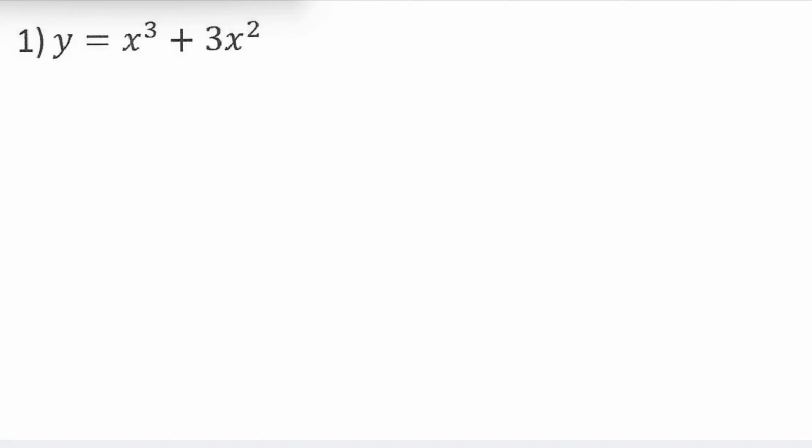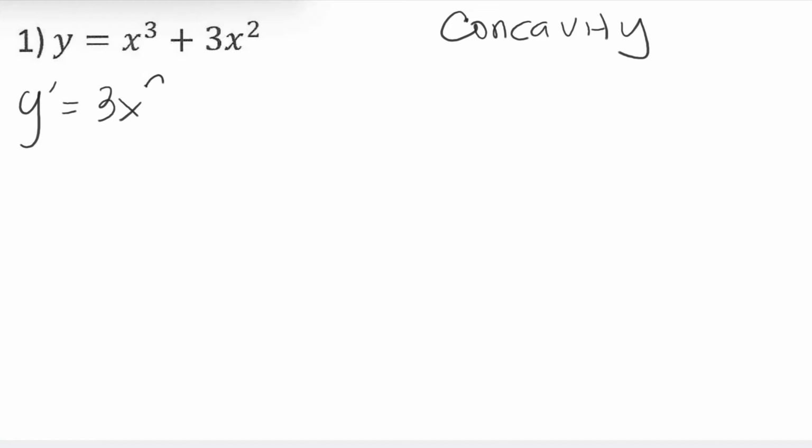All right, so this one you're going to do concavity on. For concavity, we need the second derivative. So the first derivative for this one is 3x squared plus 6x. And then we can go right to the second derivative, so we have 6x plus 6.